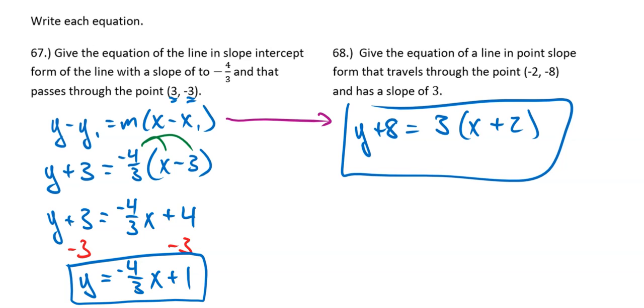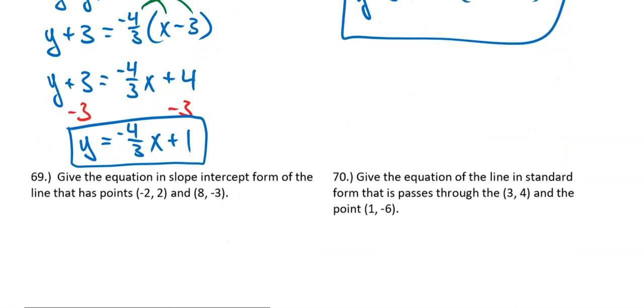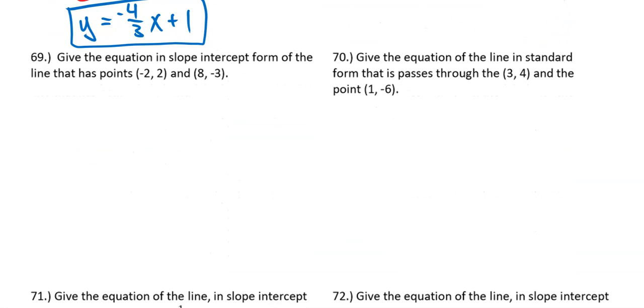Okay, if it asks for standard form, I'd put it in slope-intercept form, and then I'd rearrange the thing to get x and y on the same side. Okay, this one: give the equation in slope-intercept form of the line that passes through these points.